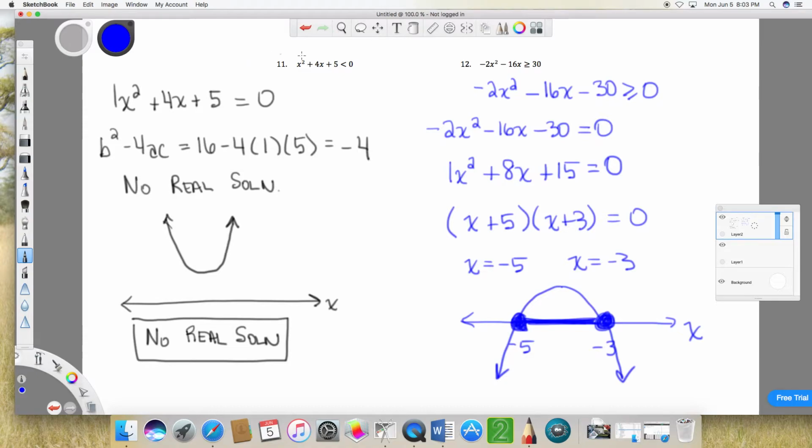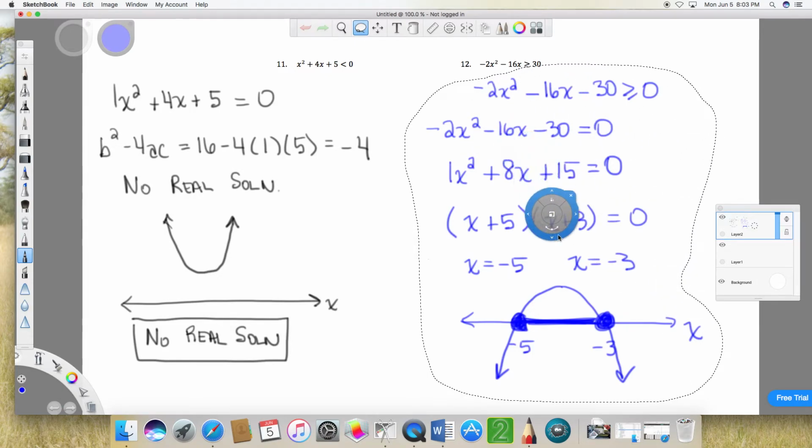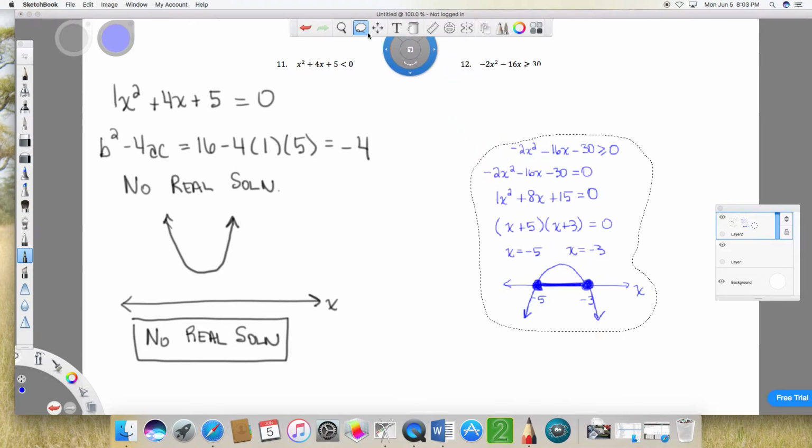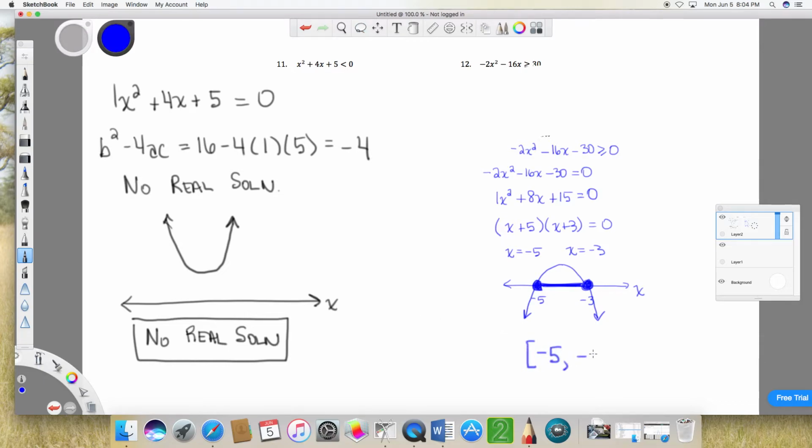So our solution set here for this number 12, written in interval notation, is we have a bracket at negative 5 and a bracket at negative 3. It's a smaller number, comma, a larger number. It's the set of all real numbers that are between negative 5 and negative 3, including the endpoints.